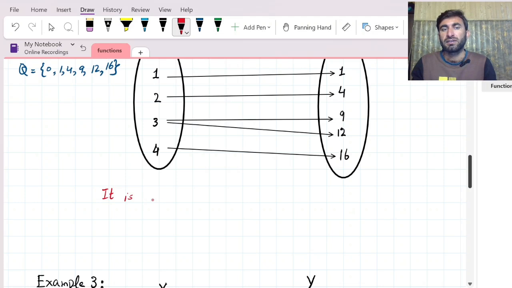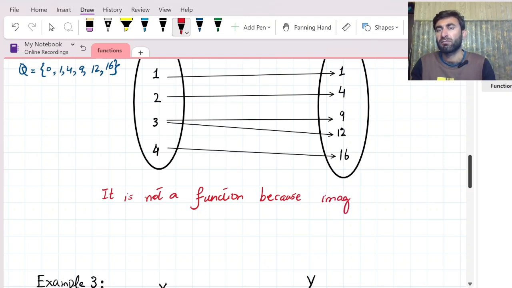It is not a function, and we'll give the reason as because image of 3 is not unique, it have more than one image.